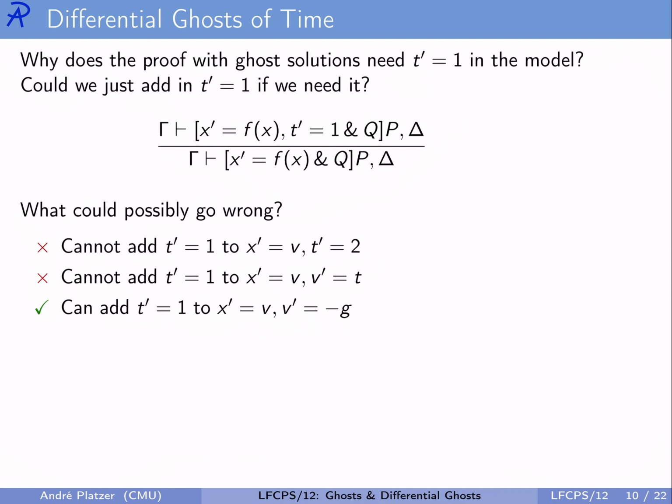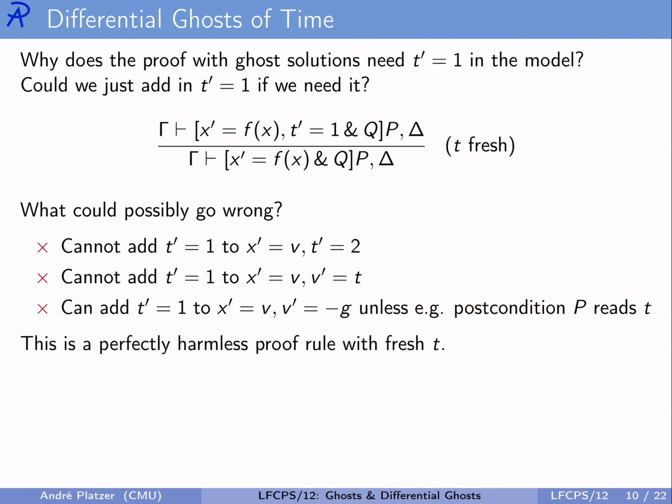Of course, we can only do that unless the post condition, for example, reads t, because then it's still a broken argument. Because the post condition would express the value that t used to have, and now it's changing by t prime equals 1 up here, and that would be very bad. So the point is, this is a perfectly harmless proof rule, but only for a new variable t. Ghosts have to be new every time we invent them.